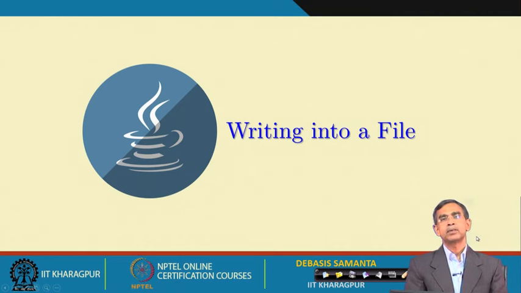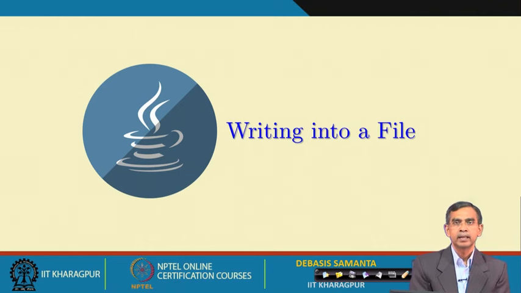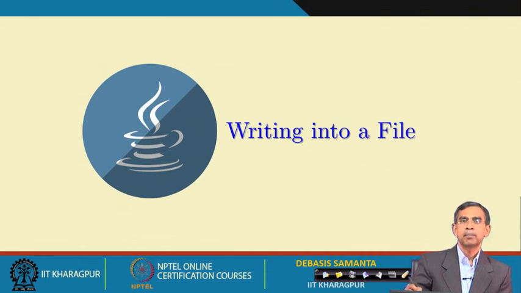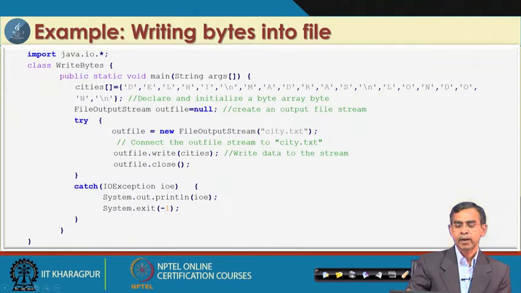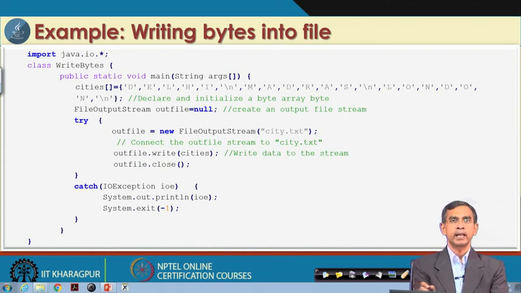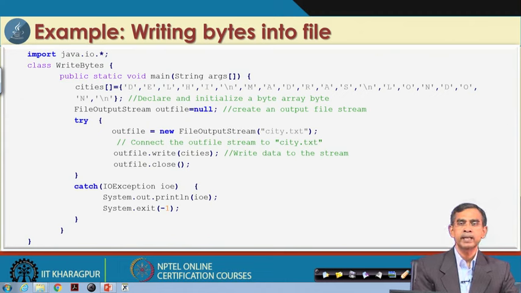Now, this is about how we can read. Here we have used the byte input stream classes, one mechanism, reading in the form of bytes. Now, we will discuss just the opposite process, called writing into a file, how a byte, or a character, or a stream can be written into a file. Here is a small program again to illustrate the concept of writing bytes into a file.